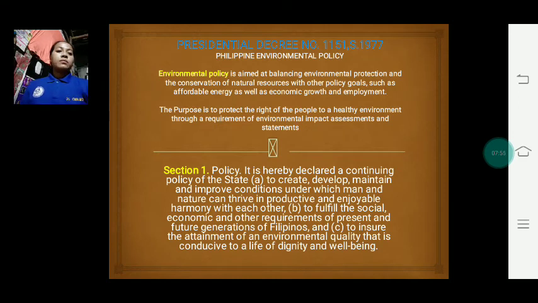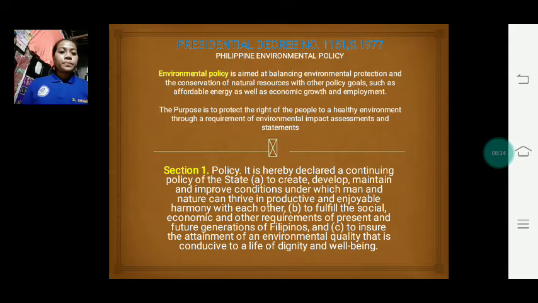So next topic is all about Presidential Decree number 1151 or the Philippine Environmental Policy. So environmental policy is aimed at balancing environmental protection and the conservation of natural resources with other policy goals such as affordable energy as well as economic growth and employment. The purpose of this is to protect the right of the people to a healthy environment through a requirement of environmental impact assessment and statements.